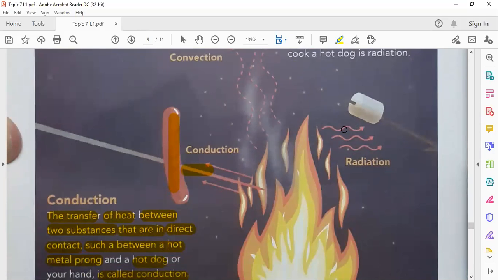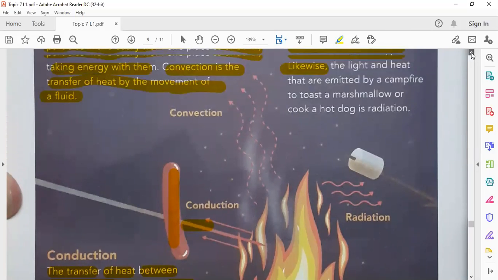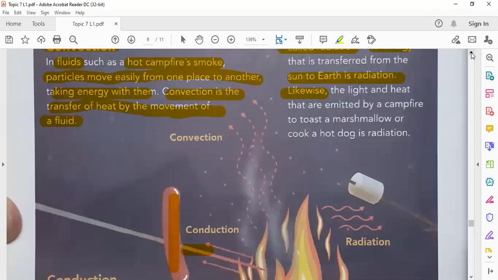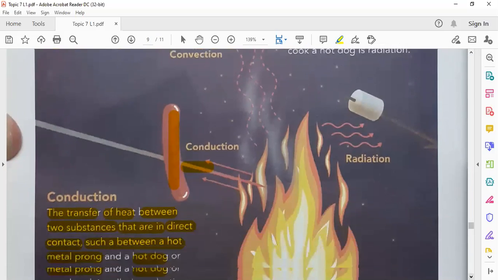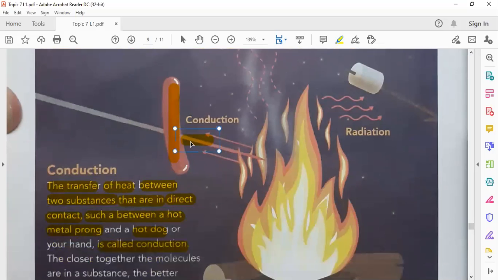by radiation. All of these: conduction happens in solids mainly, convection in fluids, radiation can, for example, from sun to earth, and also it can happen between two objects, but they are not in direct contact. The most important thing for conduction is that the two objects must be in direct contact.